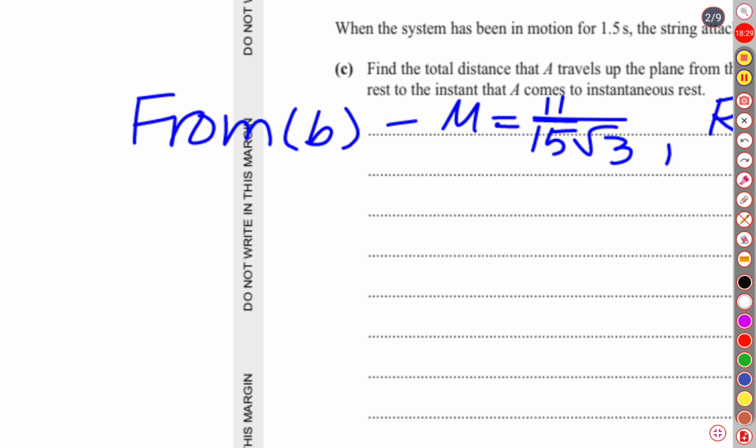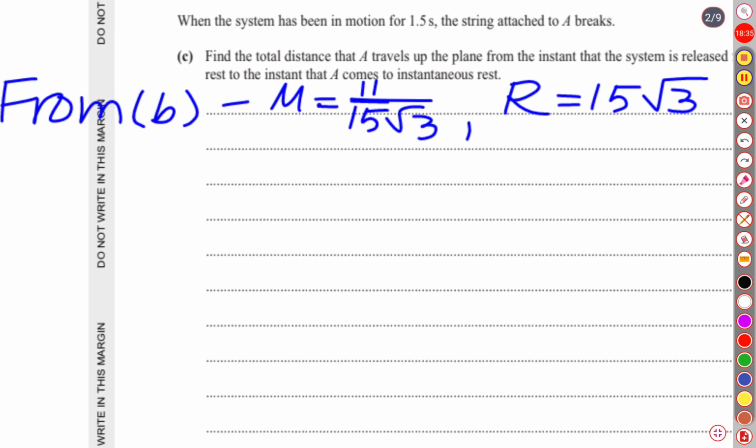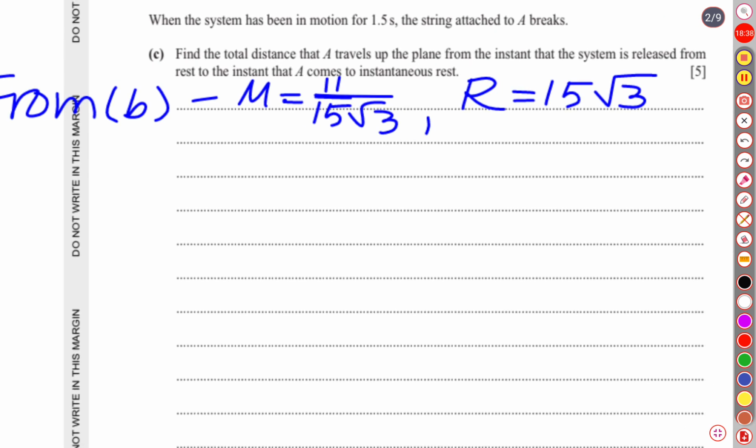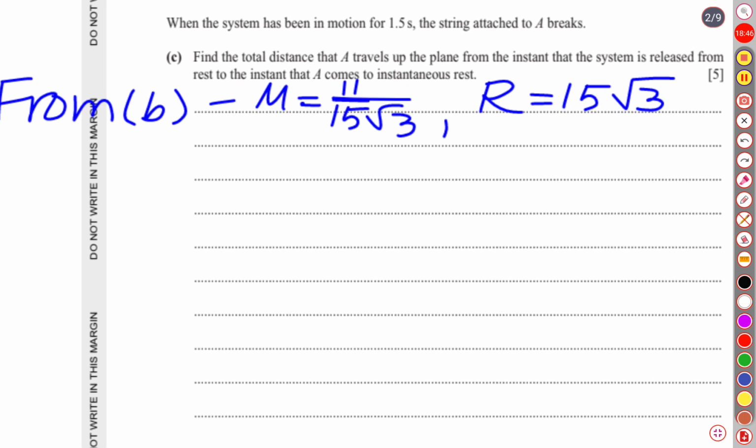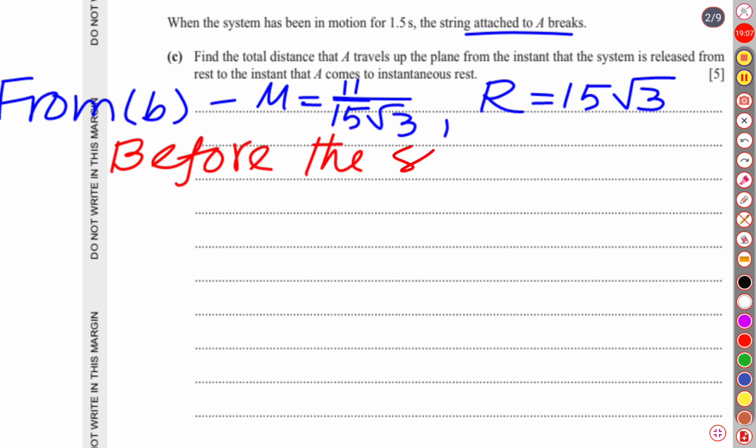Now we are going to find the displacement when the particles were in motion for 1.5 seconds. There are actually two phases. Some distance has been traveled before the string breaks, and some distance has been traveled after the string breaks. First of all, we will start with before the string breaks.